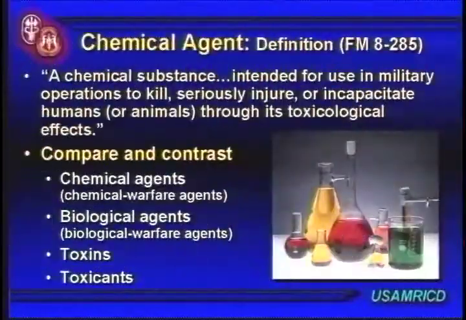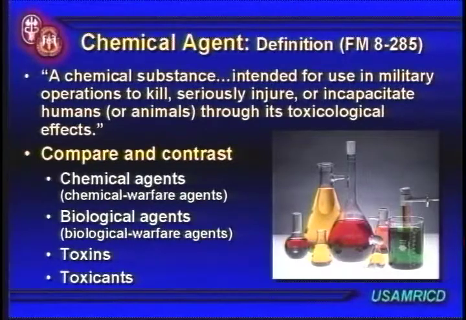Now, what is a chemical agent? Well, there are several definitions. We could go to the Army Field Manual 8-285. That manual says that a chemical agent is a chemical substance which is intended for use in military operations to kill, seriously injure, or incapacitate humans or animals through its toxicological effects.